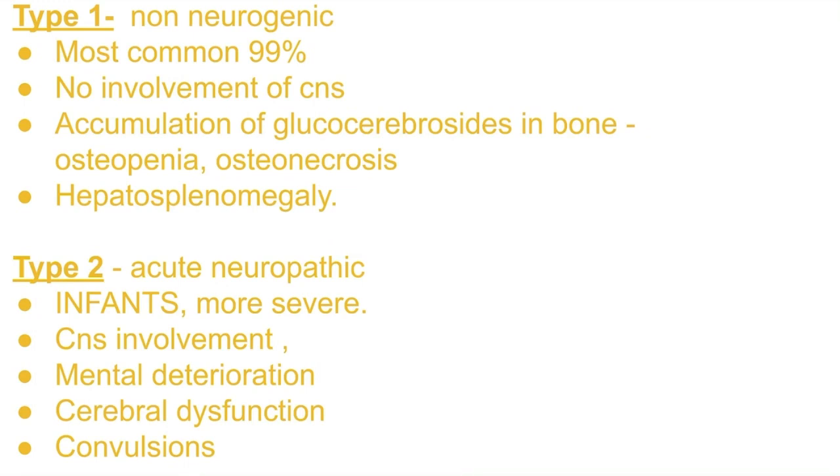Type 2 is the very severe form. The prognosis is not at all good. It's an acute neuropathic type. It occurs in infants. There will be involvement of CNS, and mental deterioration is seen, cerebral dysfunction, convulsions.